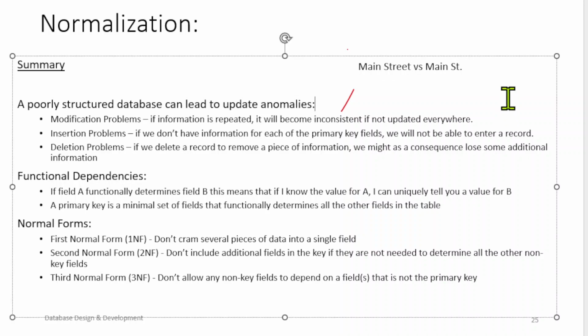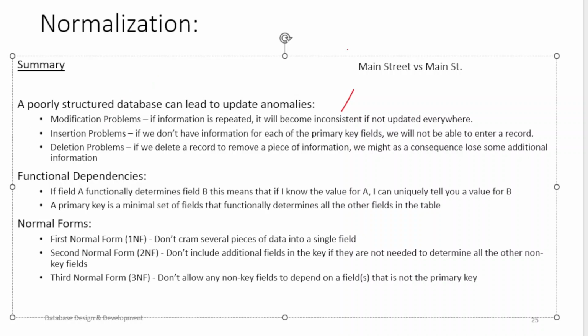Again, as humans, when we look at both of these, we know exactly what we're talking about, but the computer is going to see it as two different streets. Insertion problems: we don't have the information for each of the primary fields, so we may not be able to enter a record properly. In deletion problems, we delete a record and we can remove a piece of information that another field can rely on.